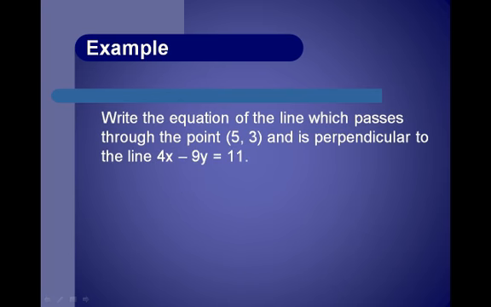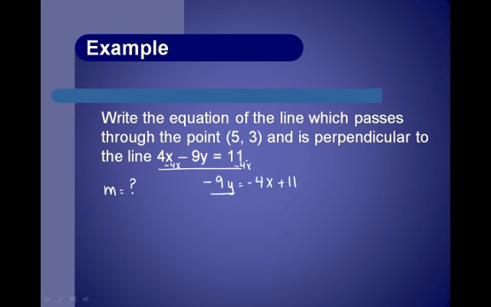Write the equation of the line which passes through the point 5, 3 and is perpendicular to the line 4x minus 9y equals 11. Now this time, as before, we need a slope. Now this time, we can't just look at 4x minus 9y equals 11 and pick off the slope. So what we're going to have to do is get this one in y equals form, which means we're going to subtract 4x from both sides. So that would give us negative 9y equals negative 4x plus 11.